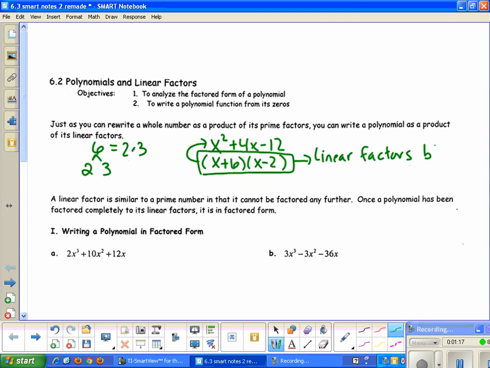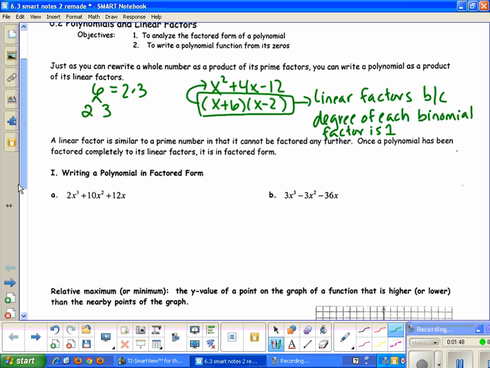Because the degree of each binomial factor is 1, things that are linear cannot be factored any further. A linear factor is similar to a prime number in that it cannot be factored any further. Once a polynomial has been completely factored to its linear factors, it is in factored form.